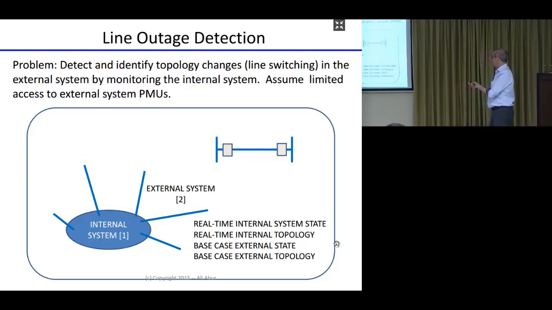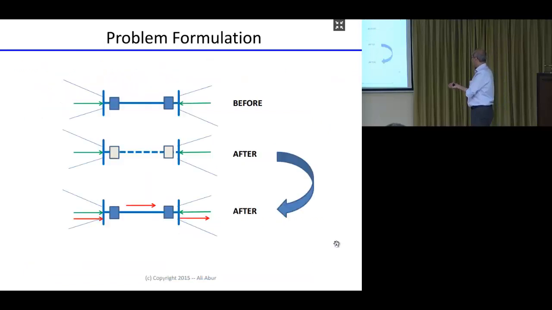So we are trying to track changes in the external system based on what we know in the internal system. But specifically, we are looking at detecting an outage of a line in the external system based on what we know about the internal system.